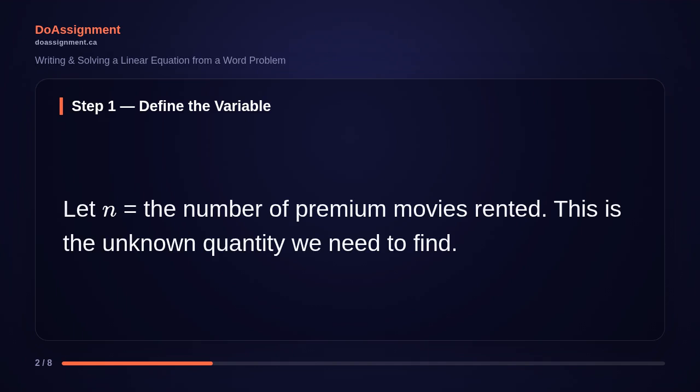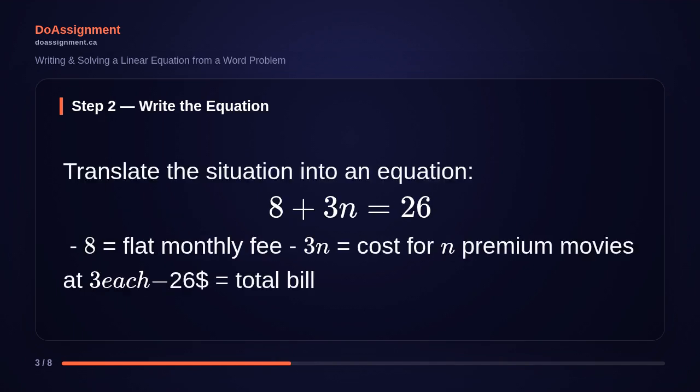We start by defining our variable. Let n represent the number of premium movies rented. That is the value we are trying to find. Now we translate the words into an equation. The flat fee of $8 plus $3 times the number of movies equals the total bill of $26. So our equation is 8 plus 3n equals 26.